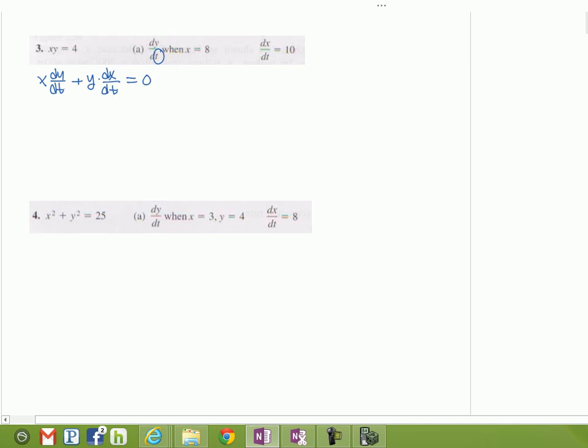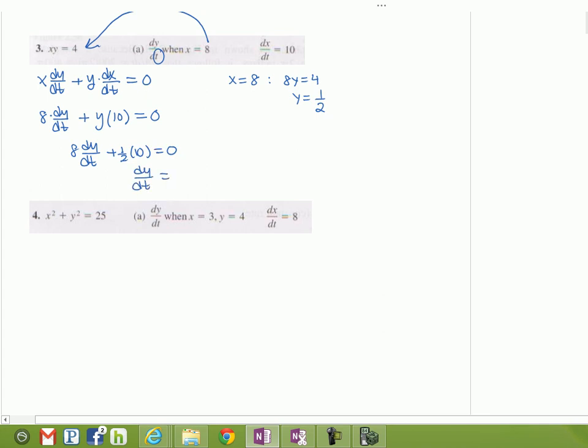And then it says, find dy/dt when x is equal to 8, so 8 times dy/dt, plus y times dx/dt, which is 10. And the problem is I still have this y sitting in here, but remember functions. If I know my x, I should be able to find my y. So when x is equal to 8, then 8y is equal to 4, therefore y is equal to a half. So I get 8 dy/dt plus 1/2 times 10 equals 0. dy/dt is equal to negative 5 over 8.